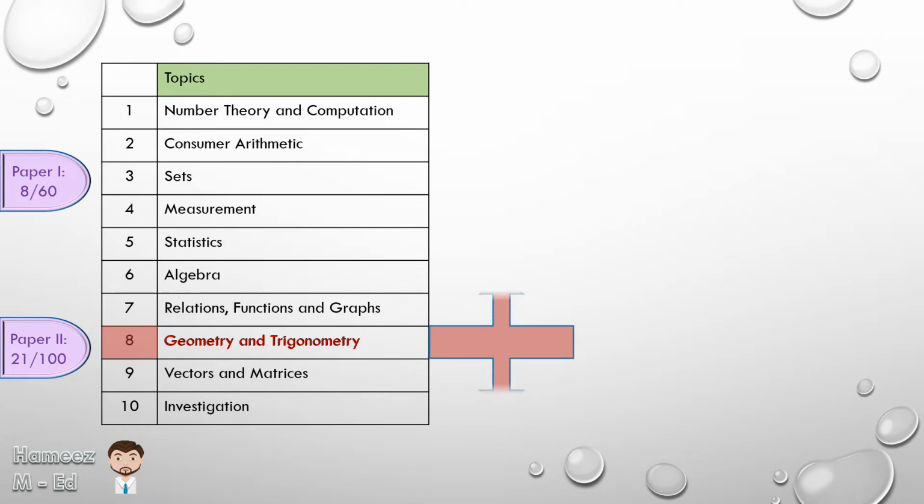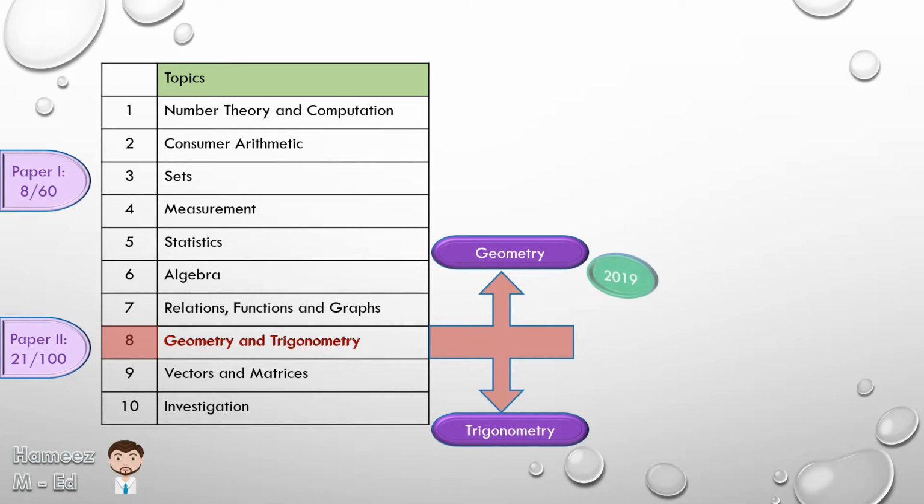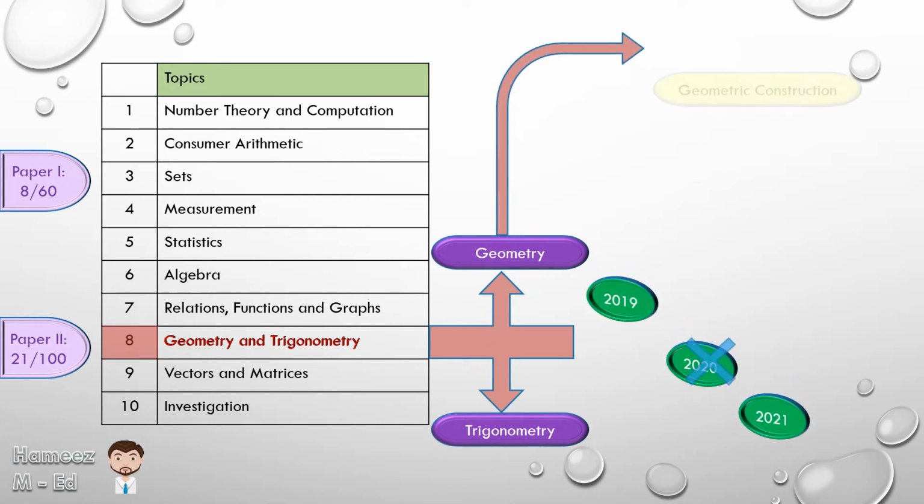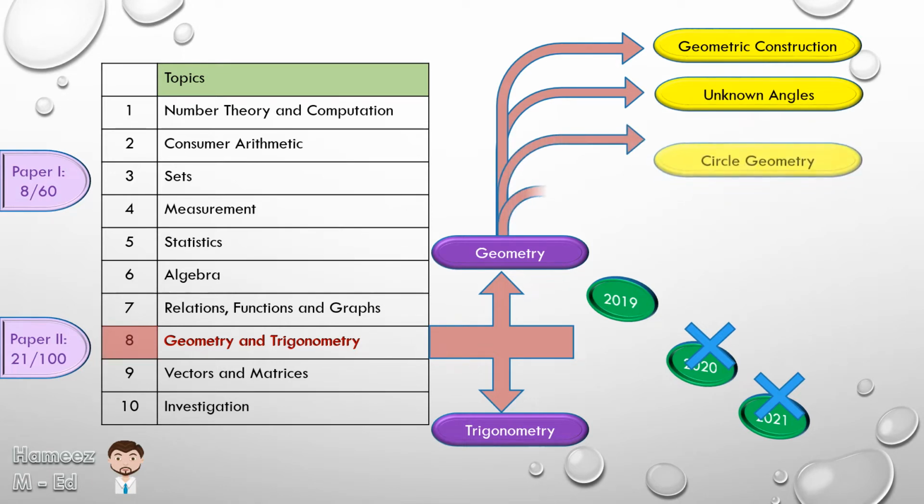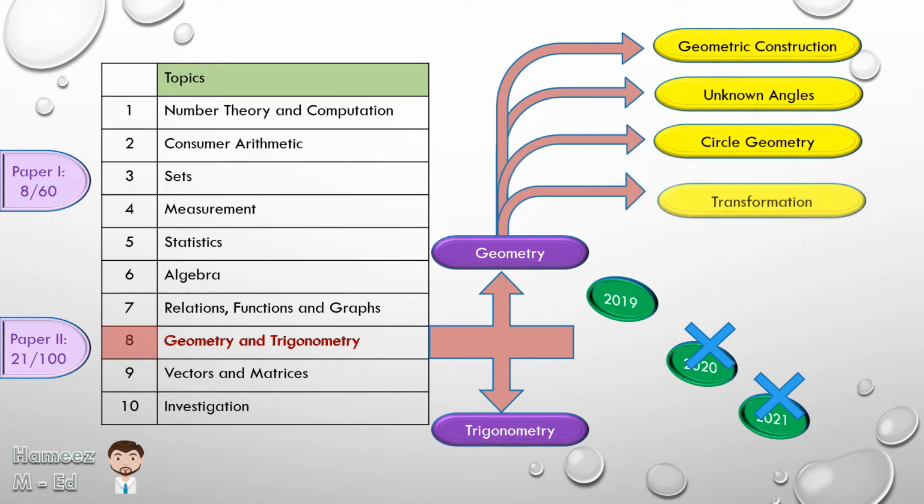This topic can be subdivided into trigonometry and geometry. In this video, we can see that geometry can be subdivided into 4 parts: geometric construction, which this video concentrates on, unknown angles or parallel angles, circle geometry, and transformation.